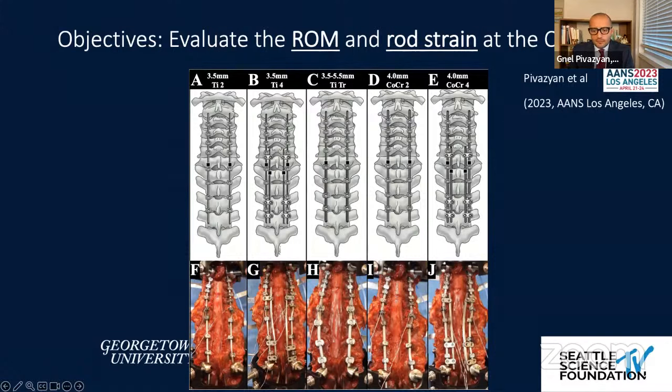This illustration that was kindly provided by Anna Buford demonstrates 5 reconstructions that were tested in the experiment. From left to right, A, B, C, D, and E are 3.5 millimeter titanium 2 rods, 3.5 millimeter titanium 4 rods, taper rods made of titanium, 3.5 millimeter to 5.5 millimeter, and then the last 2 are 4 millimeter cobalt chrome 2 and 4 rods, respectively.